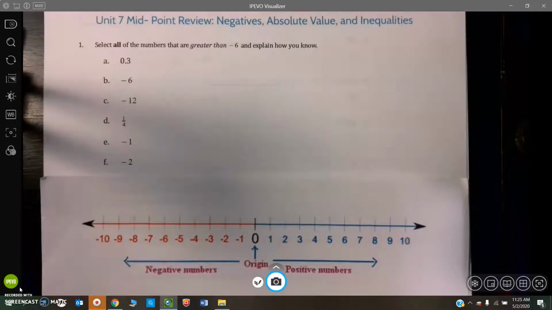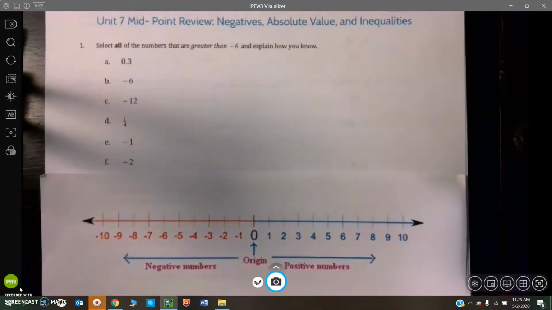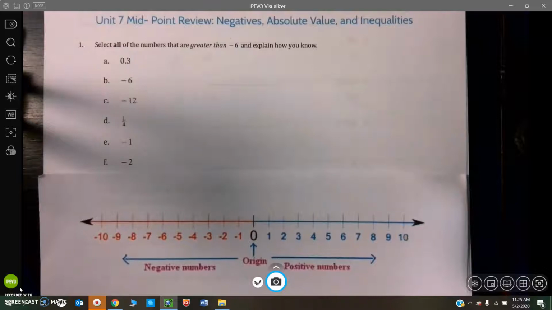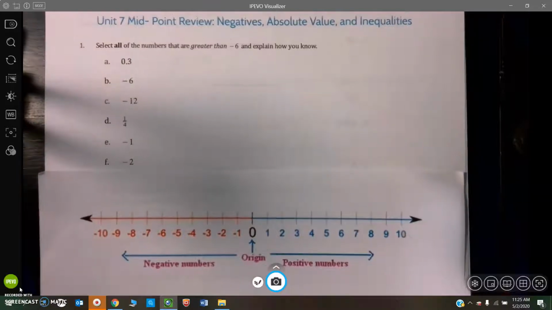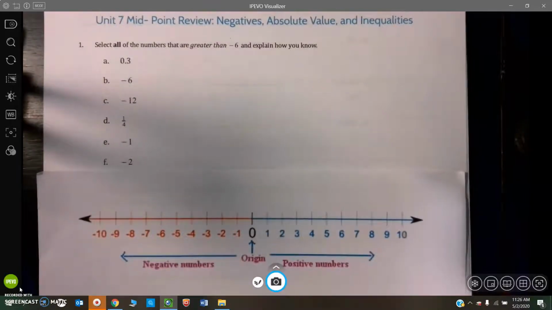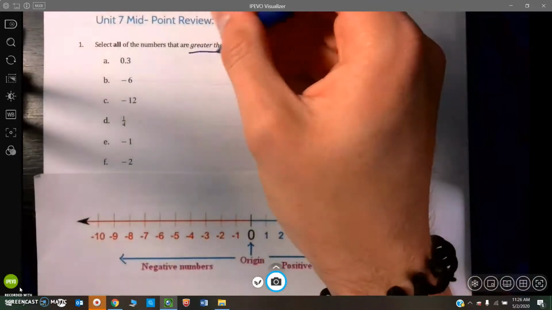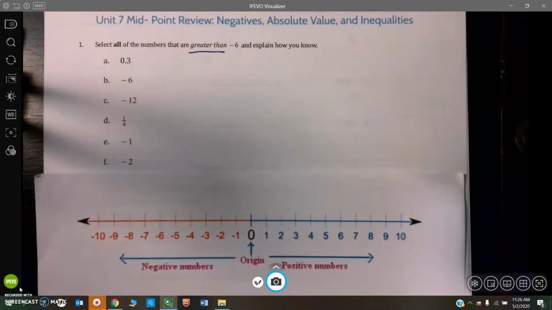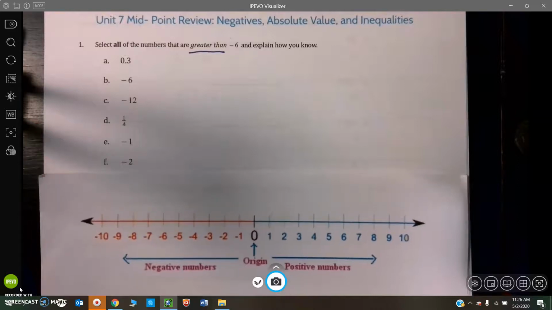So here is the first part of our review for the midpoint of Unit 7, where we're talking about negatives, absolute value, and inequalities. So hopefully you've already completed the first 2 pages, and you are going to be using this video to check your work. Number 1 says select all of the numbers that are greater than -6 and explain how you know.